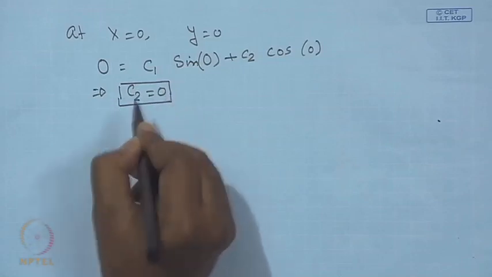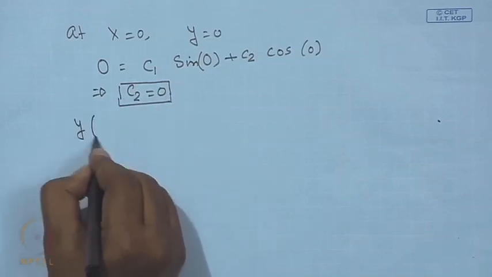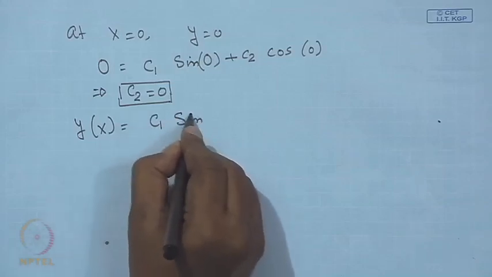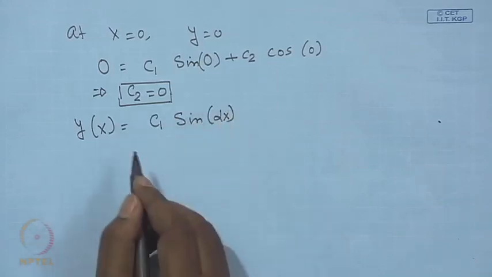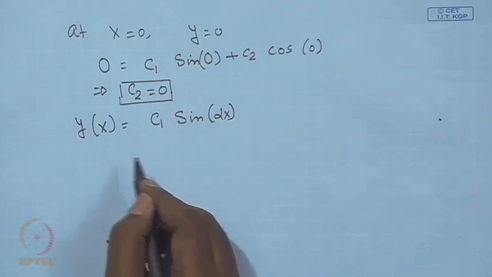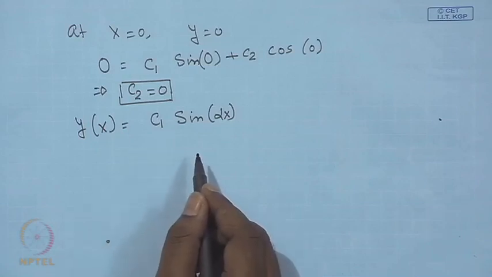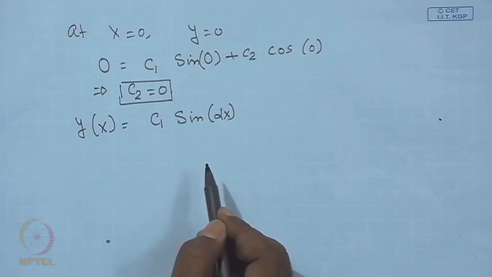So what is the solution? The solution is y is equal to C 1 sin alpha x. Now, let us utilize the other boundary condition and see what information we can extract to evaluate the value of alpha.